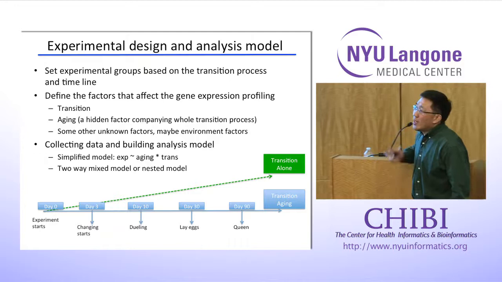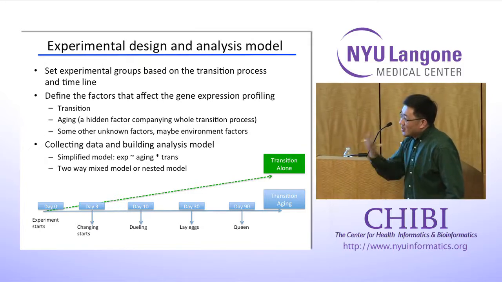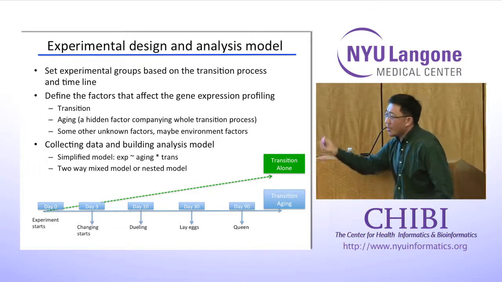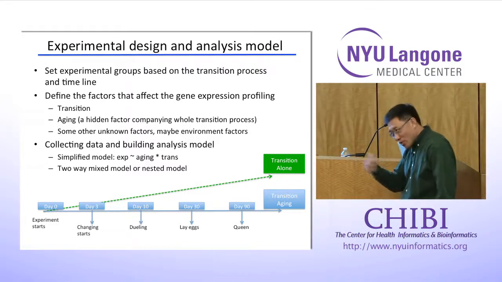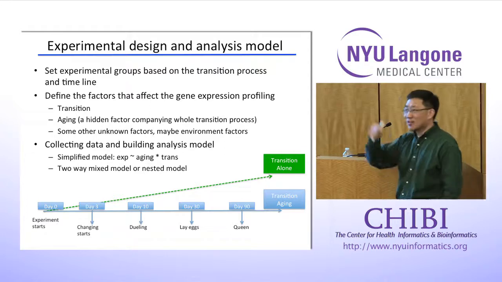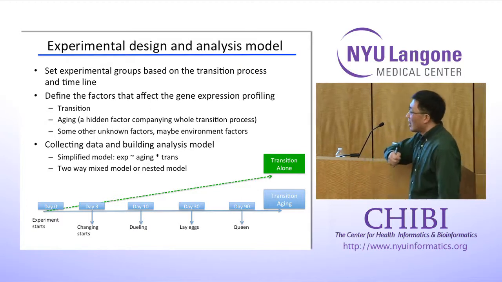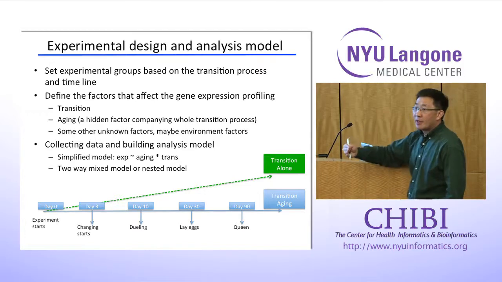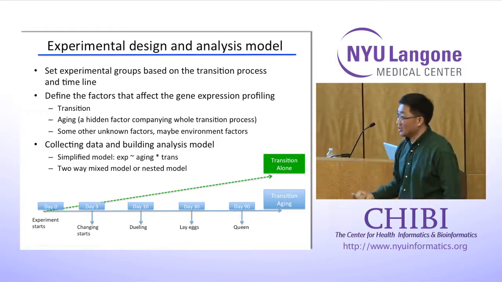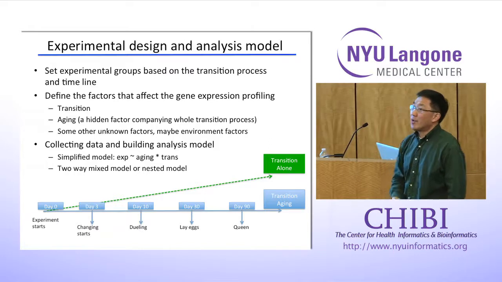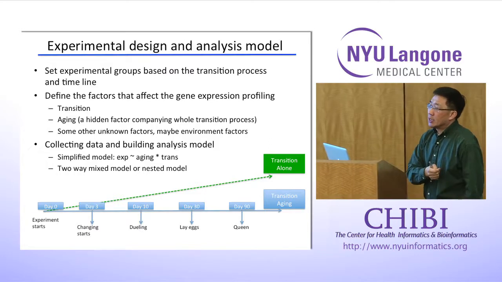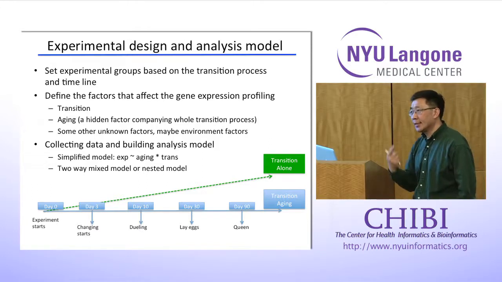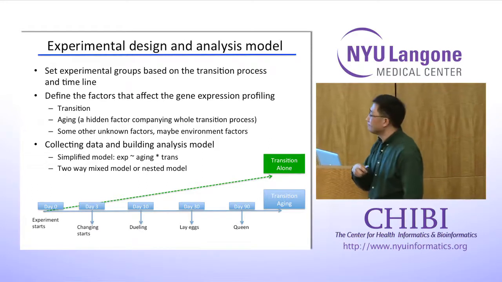So when you do this study, the genes you would like to know are those along with the transition for a worker to become a queen. You absolutely need to exclude those aging-affected genes. So the analysis model here has to be much more complicated than a single factor experiment. Okay?